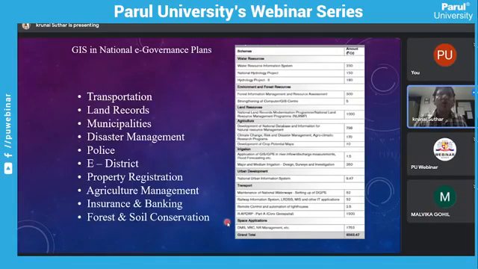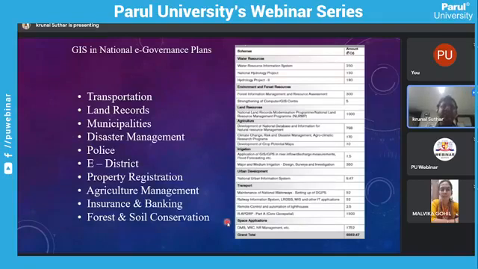So what is the use of GIS? It is used the most right now in e-governance plans. Right now, the government of India has replaced the word e-governance with G-governance. You can find many places where the word G-governance is utilized. So it is used for transportation analysis, land record management, municipalities, disaster management, crime patrolling and crime management, e-districts, property registrations, meaning non-agriculture to agriculture, and permissions, insurance and banking, forest and soil conservation.